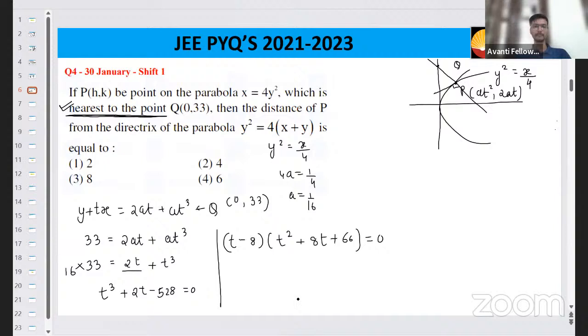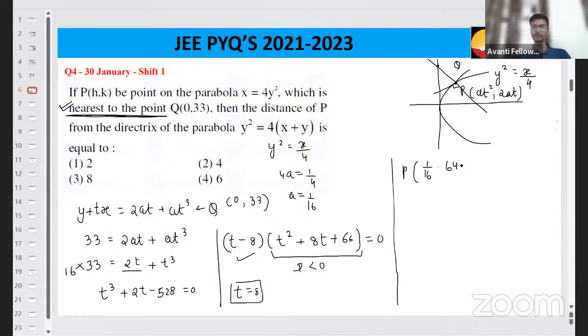Now if you check here, it has discriminant less than 0. That means no real root will come from this quadratic. So the real root will come from the linear factor, so t equals 8. If t equals 8, what will be the point? At square, 2at. So point P will be a into t square, 1 by 16 into 64, comma 2 by 16 into 8. So the point P will be 4 comma 1.